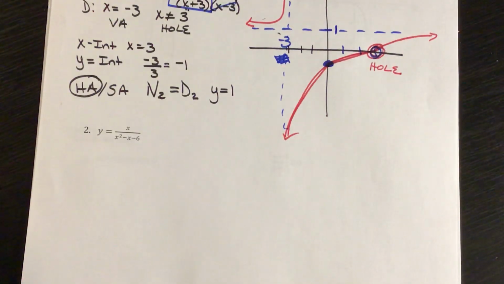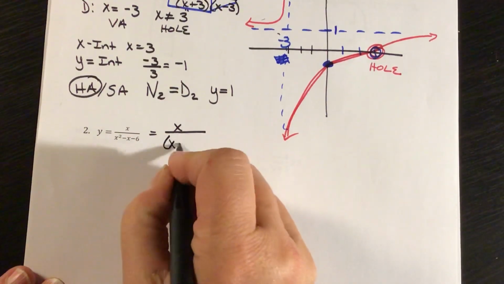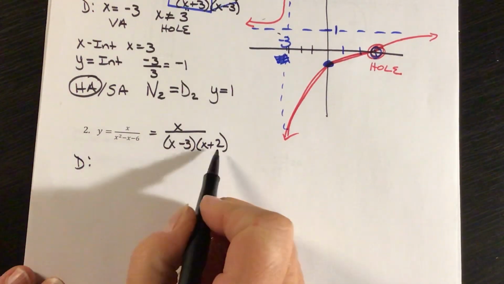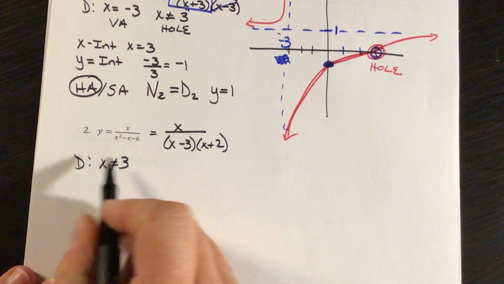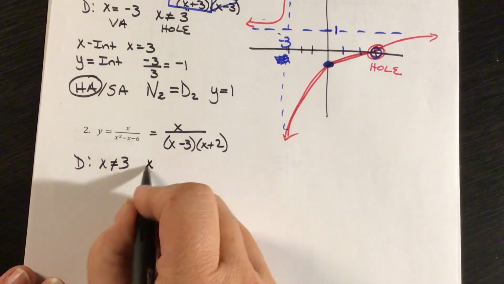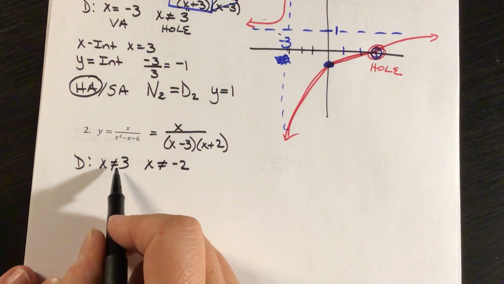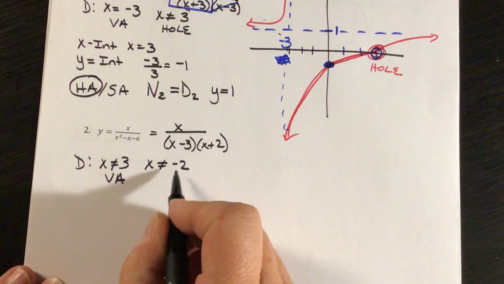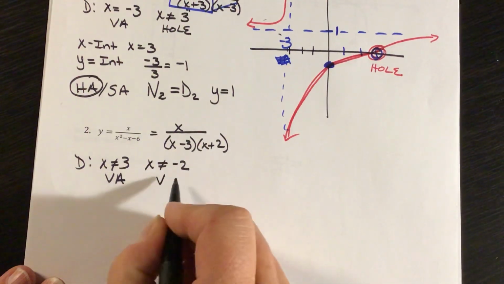All right, on number 2, if I factor the denominator, keep an x on the top, and I have an x minus 3 and an x plus 2, my domain will be numbers that make the denominator 0, like x is 3. So in my domain, x cannot equal 3, and x cannot equal negative 2. At x equals 3, I'm going to have a vertical asymptote, and the same thing at x equals negative 2, because I don't have a factor that's the same at the top, so I'm not going to have any holes.